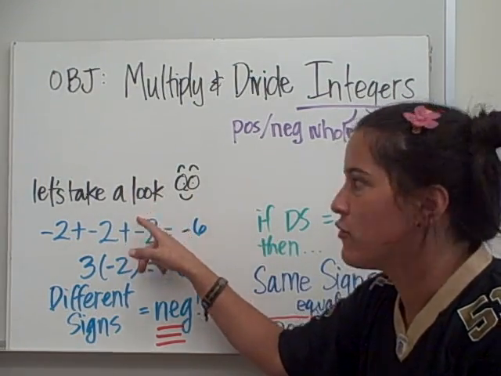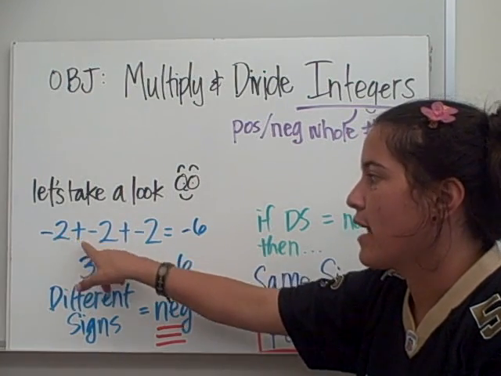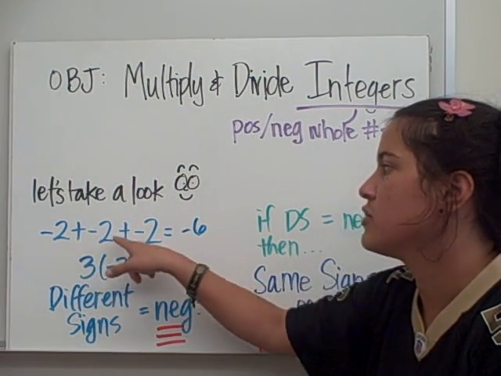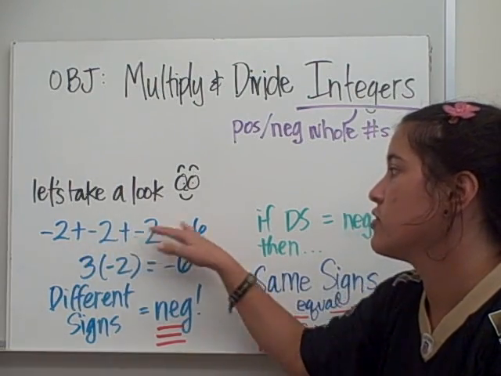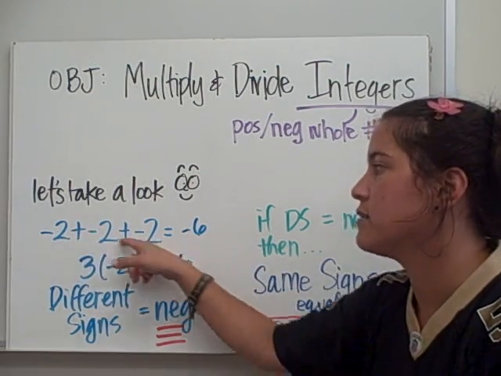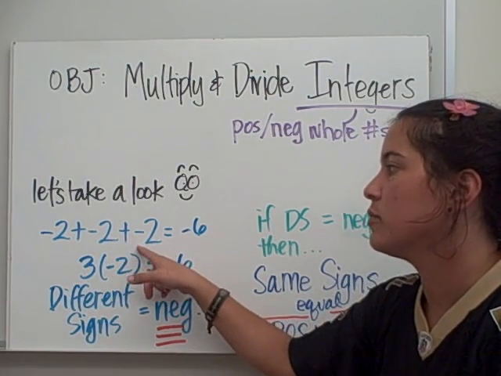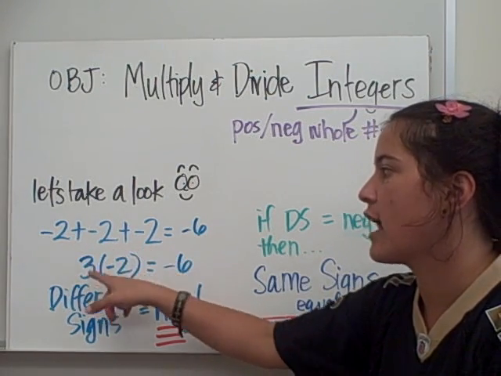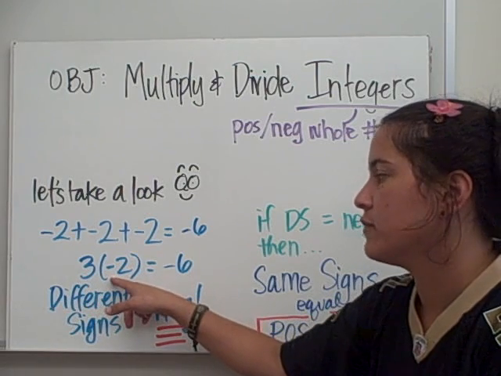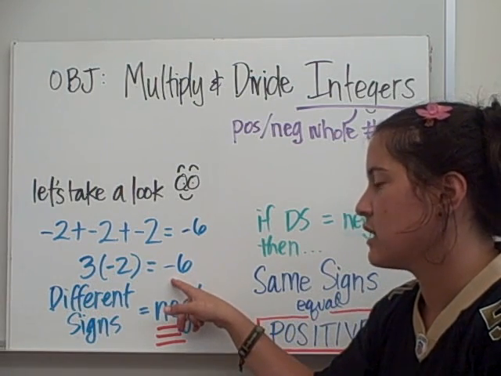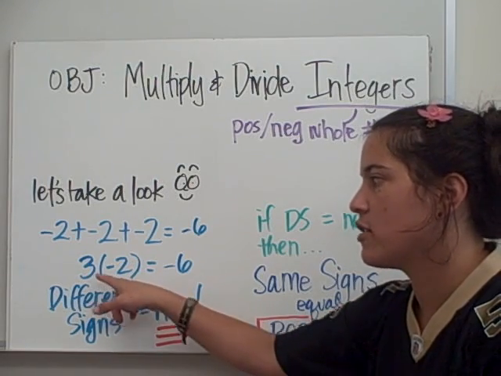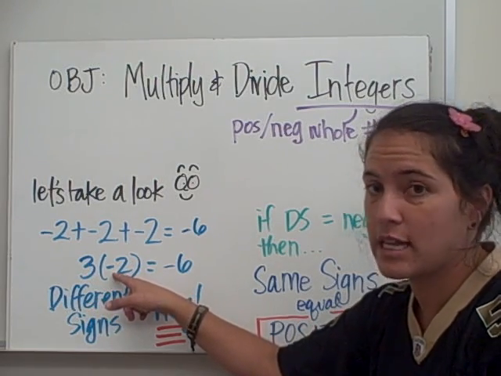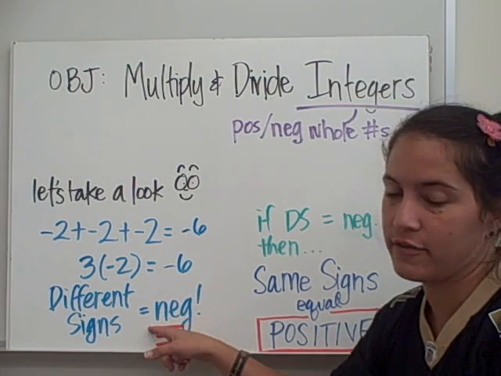I just want you to look at something for a moment. We know from adding integers that -2 plus -2 plus -2 equals -6. Well, we can rewrite -2 plus -2 plus -2, that's repeated addition, as 3 times -2, and it still equals -6. Therefore, when you multiply numbers with different signs, a positive and a negative, your answer is going to be a negative.